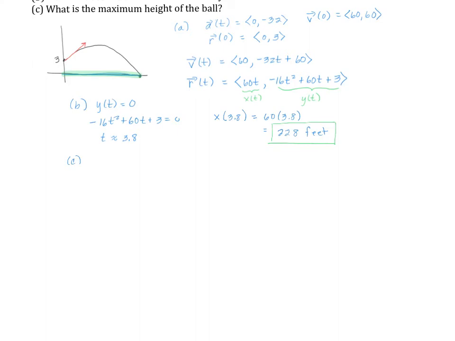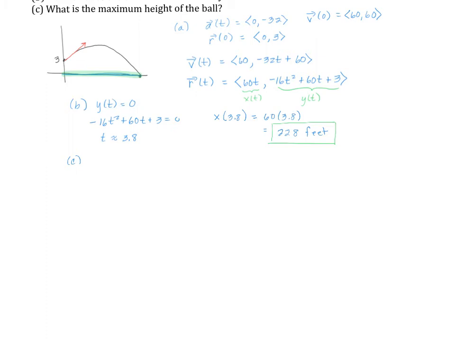Now when we look at part C, it says, what is the maximum height of the ball? So this is a parabola. We could simply find its vertex from algebra, and it'll give us the maximum height. But I don't want to do it algebraically. This is a calculus class, so I want to think about this in terms of calculus.